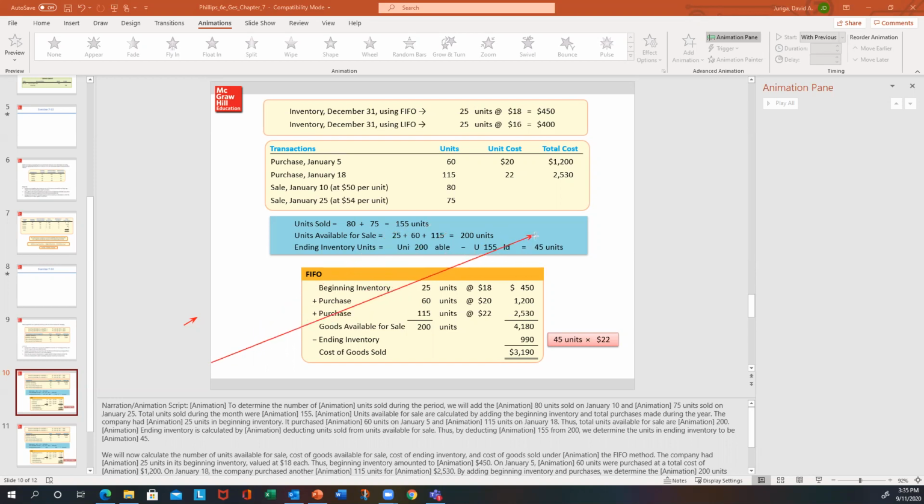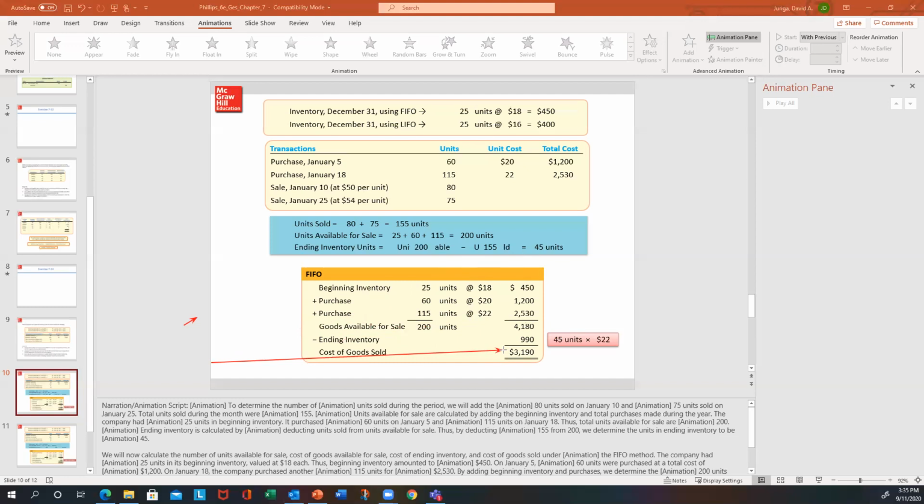On this one, it's easier just to start with the ending inventory because if you look at the pool here, we've got 25 at 18, 60 at 20, and 115 at 22. So we know first in, first out. We know that under FIFO, the only units that are going to be left are going to be coming from this last cost pool. You would have costed out the first 2 layers. So we can just go right to ending inventory and say these 45 units should be valued at 22 bucks, and that gives you 990. And then you could just back into your cost of goods sold, which should be 3190.